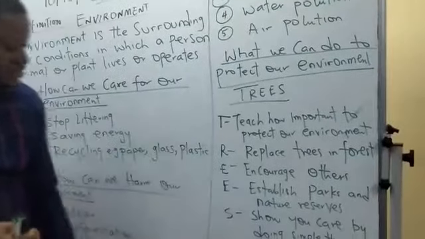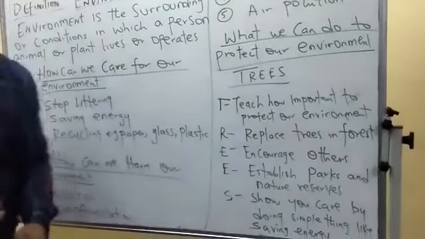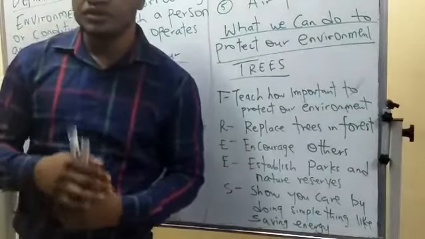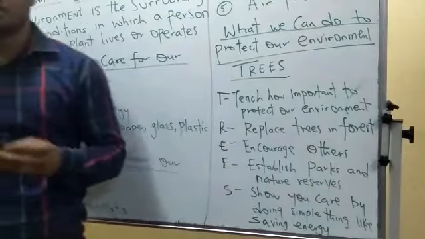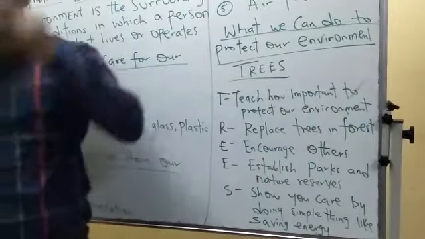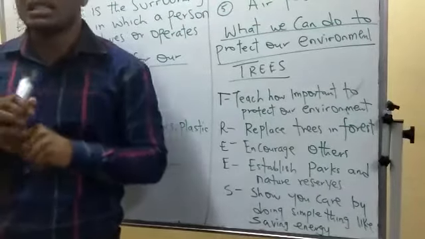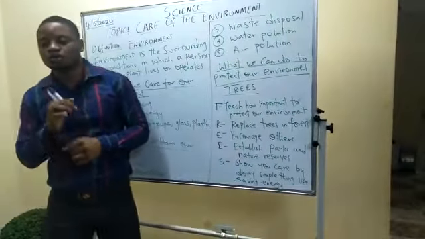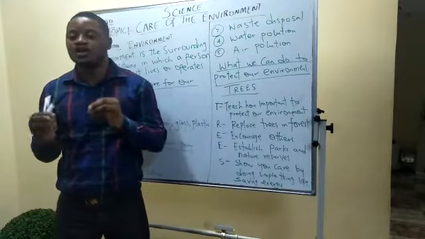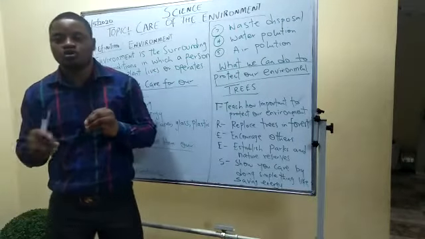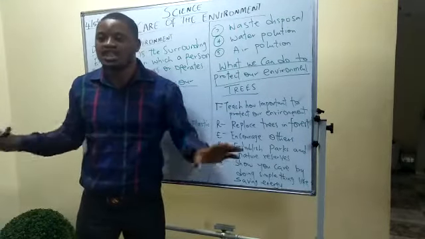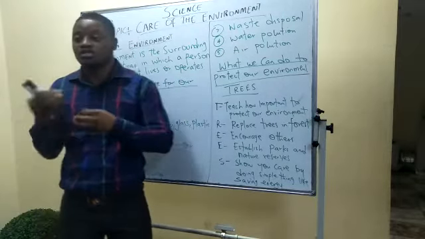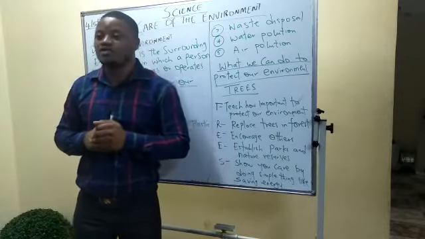Then the S stands for show you care by doing simple things like saving energy. Doing simple things, saving energy, closing the lights or any electricity in your house that needs to be closed. If you are not using them, you have to stop it or close them down. In this process you are protecting your environment.